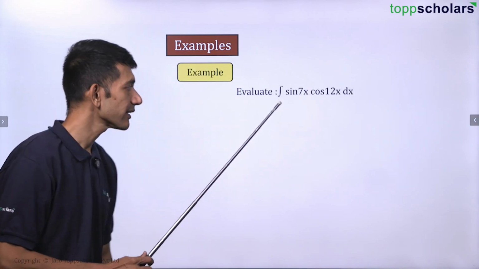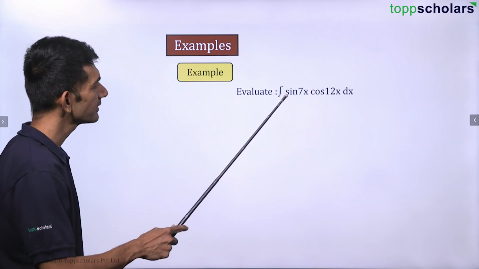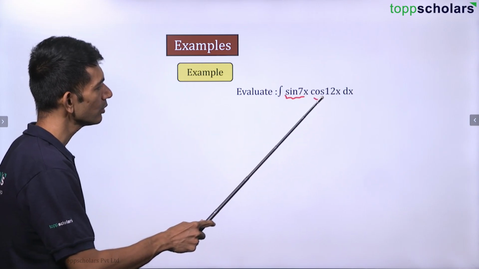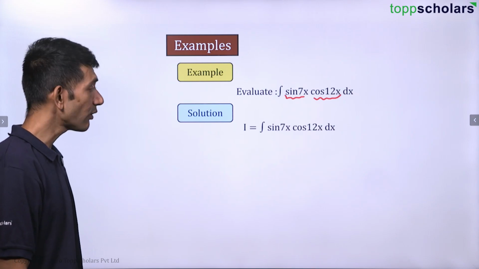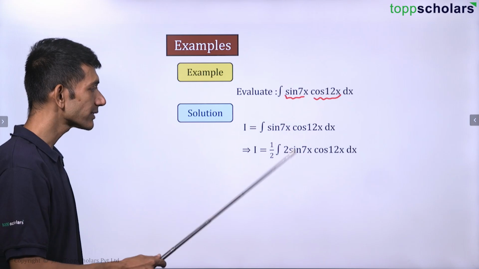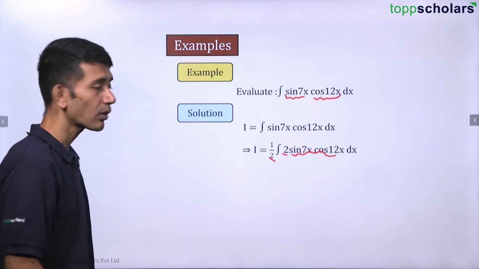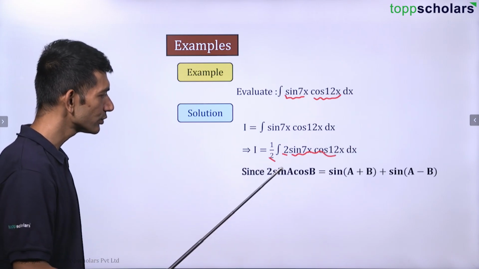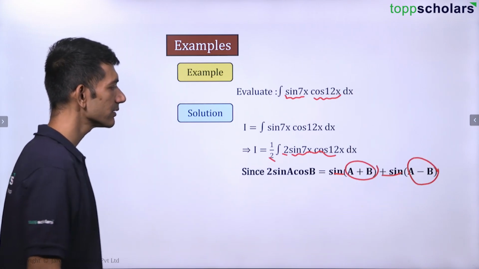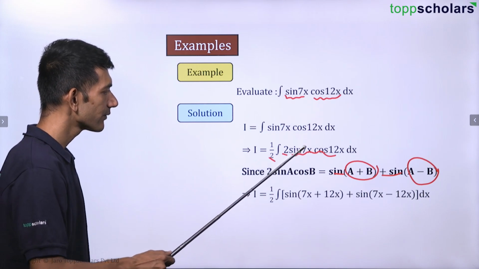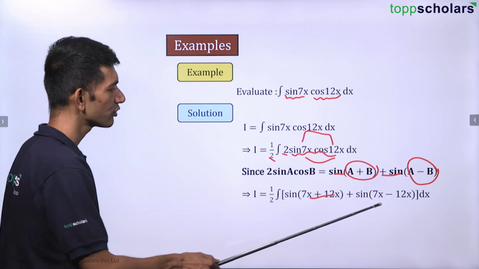Now let us see a new problem. It says sin 7x into cos 12x dx. Now we know the formula 2 sin cos. I'm multiplying by 2 and dividing by 2. And 2 sin cos is sin plus sin: a plus b in one and a minus b in the other. A plus b is 7x plus 12x, a minus b is 7x minus 12x. I hope this part is clear.